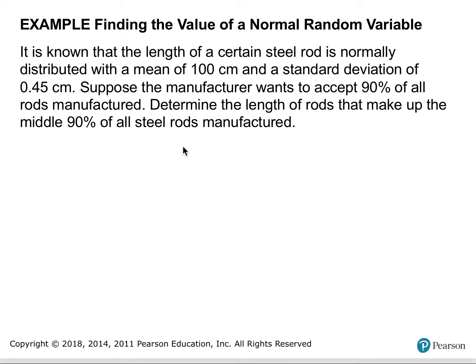Okay. It is known that the length of a steel rod is normally distributed with a mean of 100 centimeters and a standard deviation of 0.45 centimeters. Yay, I have my mean and standard deviation. Suppose the manufacturer wants to accept 90% of all rods manufactured. Okay? Determine the length of rods that make up the middle 90% of all rods. Okay, whoops, let me get my pen.